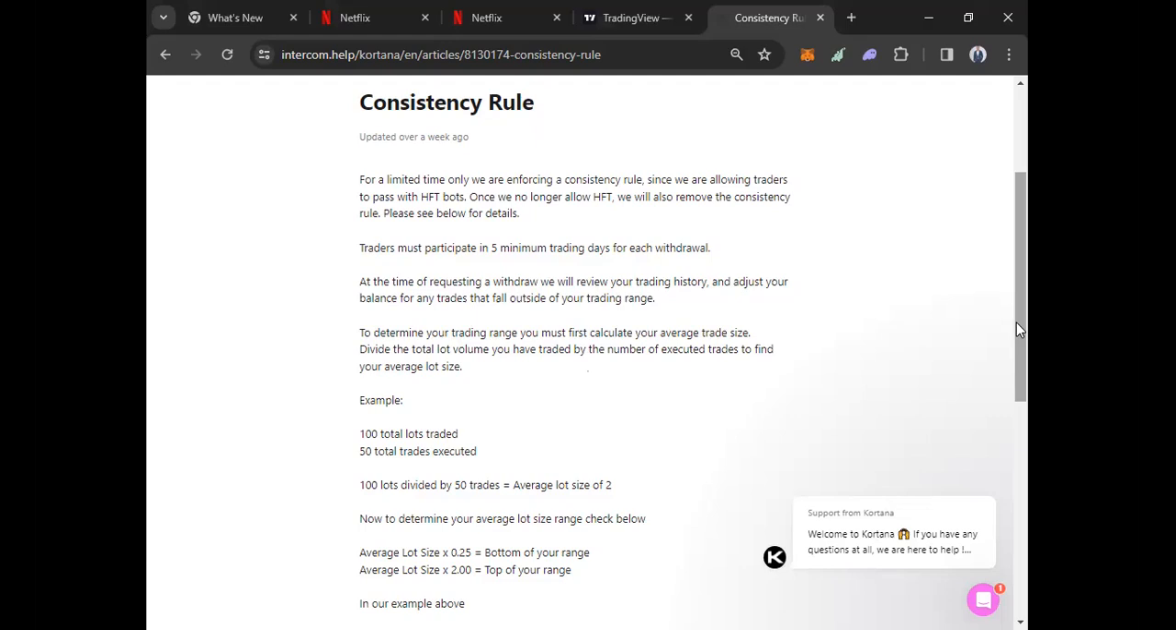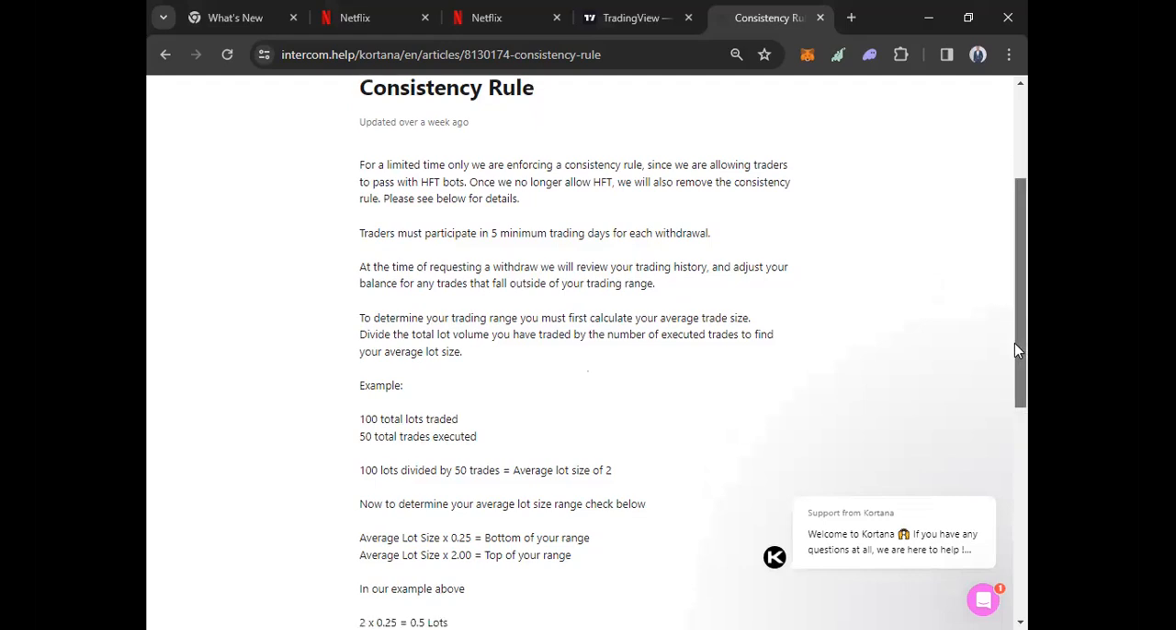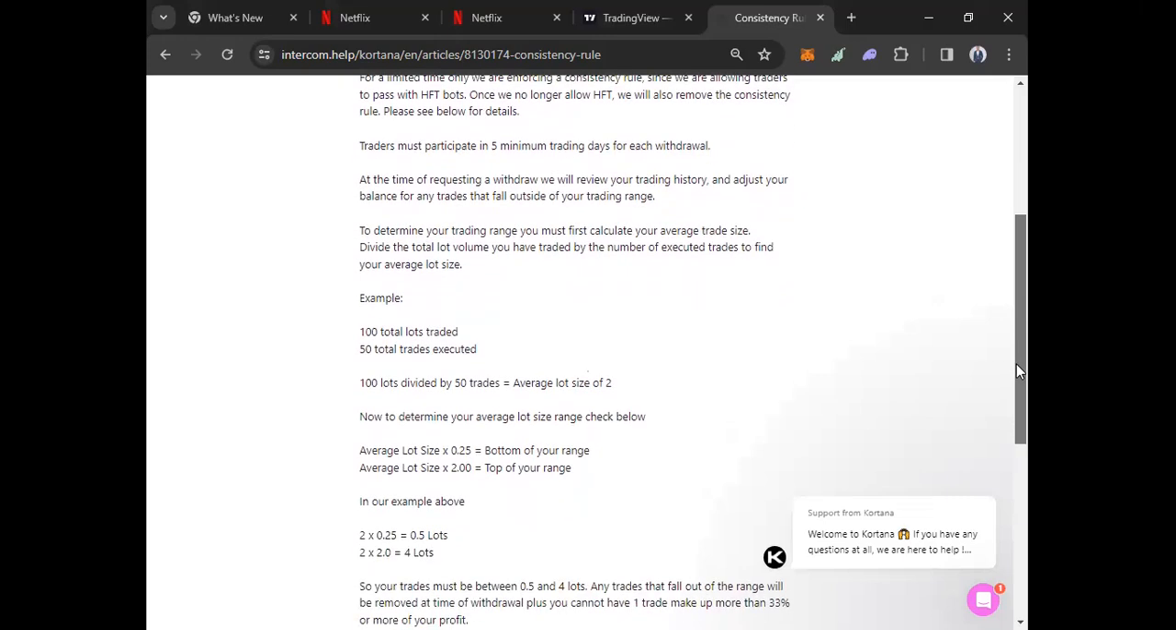Traders must participate in 5 minimum trading days for each withdrawal. At the time of requesting a withdrawal, we will review your account history and adjust your balance for any trades that fall outside of your trading range. To determine your trading range, you must first calculate your average trade size. Divide the total lot volume you have traded by the number of executed trades to find your average lot size.